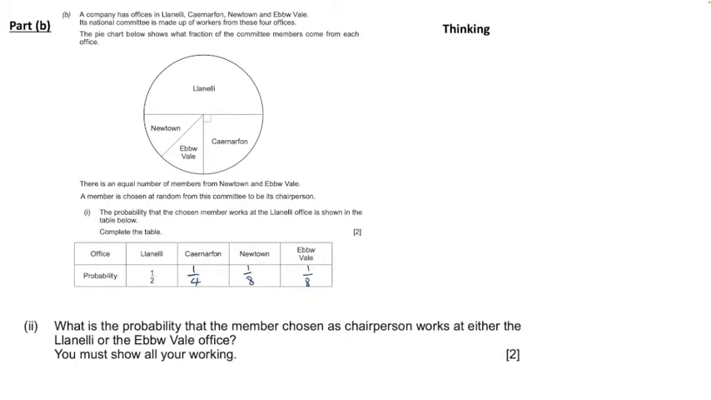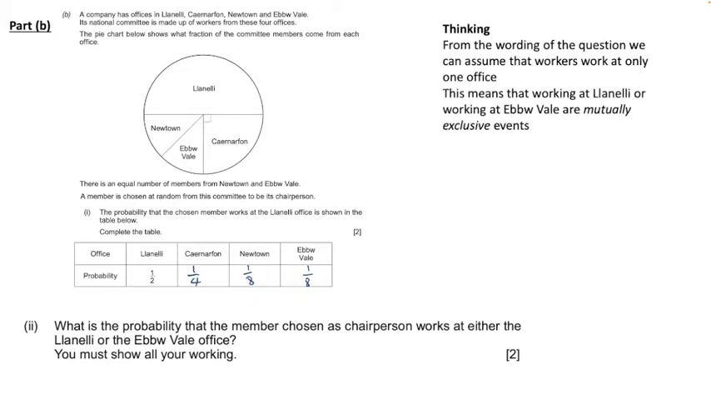So for part 2 of part B, what's the probability that the member chosen as the chairperson works at either the Llanelli or the Abervail office? Well, our thinking here is that from the wording of the question we can assume, in fact we have to assume, that workers work at only one office, or they're based at one office. And this means that working at Llanelli or working at Abervail are mutually exclusive events. This means we can add probabilities.